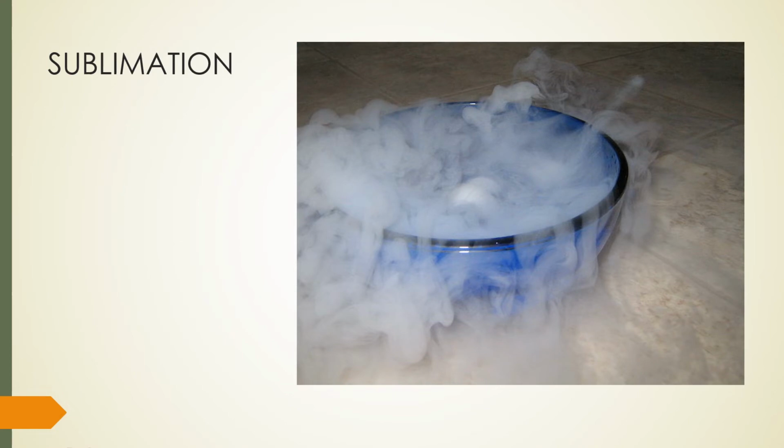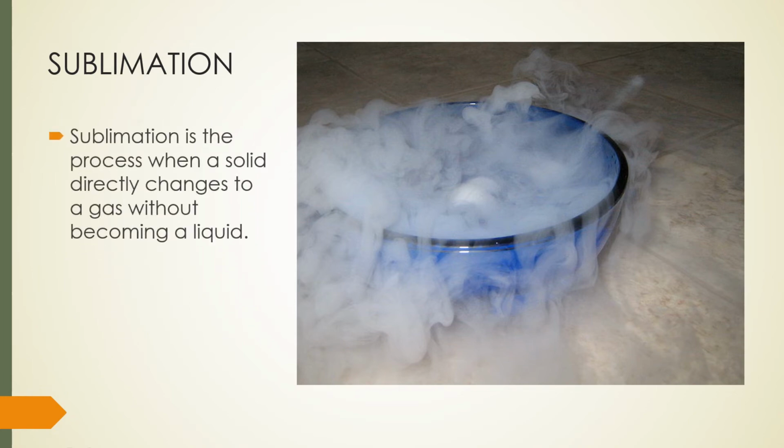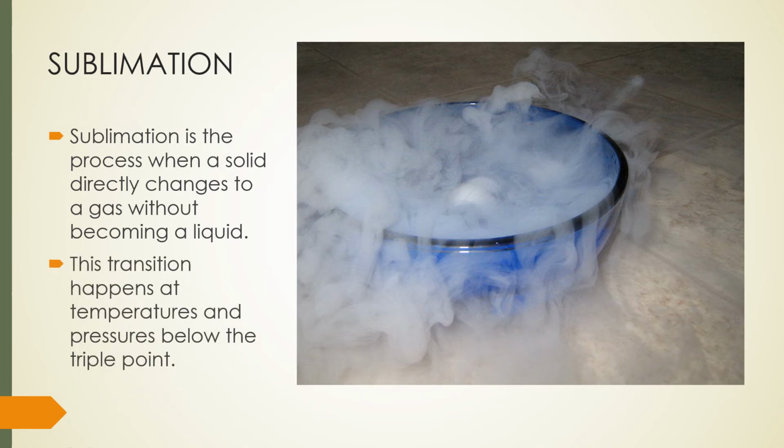Sublimation is when a solid directly turns to a gas without going through the liquid phase. Sublimation occurs at temperature and pressure that is below the triple point. A triple point is the condition of temperature and pressure under which the gaseous, liquid, and solid phases of a substance can coexist in equilibrium.